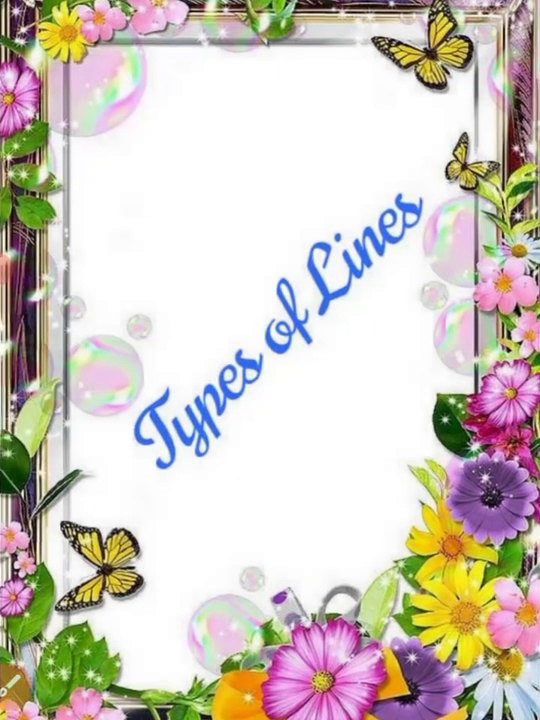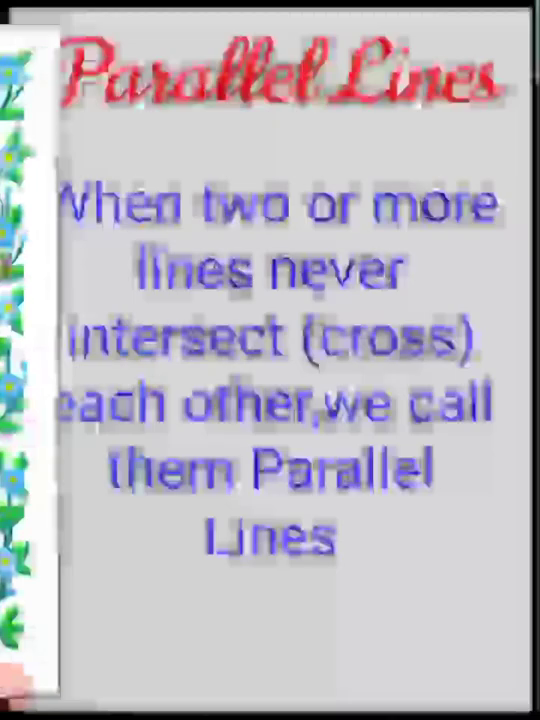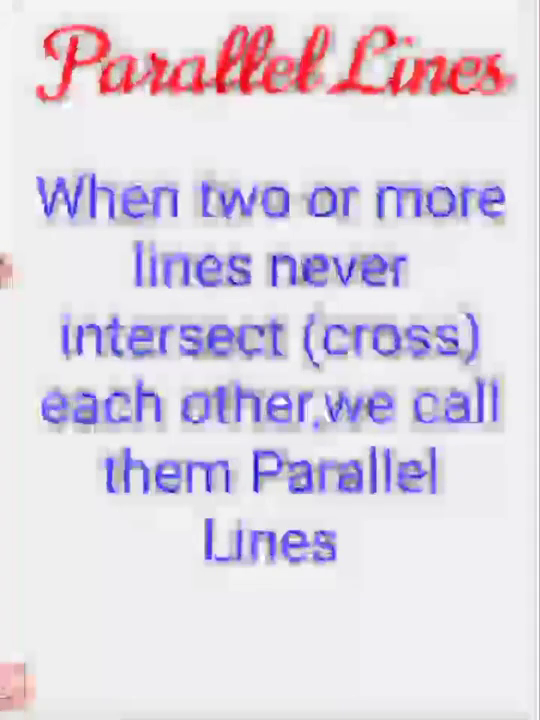Now, let us learn the types of lines. Already we know about a line. Now, we will see what the types of lines are. Basically, we have 3 types of lines: parallel lines, intersecting lines and perpendicular lines. First of all, look at parallel lines.